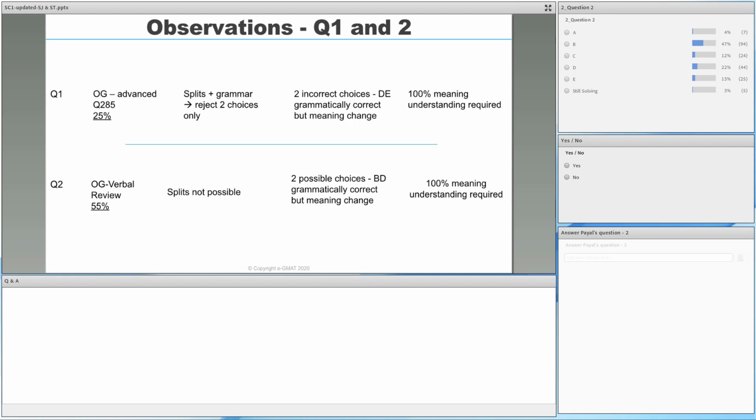You really had to look at the two. We always got down to two options in both of them, where the sentences were grammatically correct, but the meaning changed. Okay, so we need to look at, in the second question, that removal of that contrast. So 100% meaning is required to answer both of these questions. Okay, does everybody understand that meaning, that essence of that meaning?